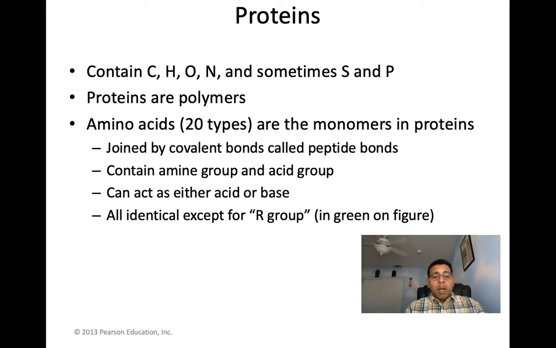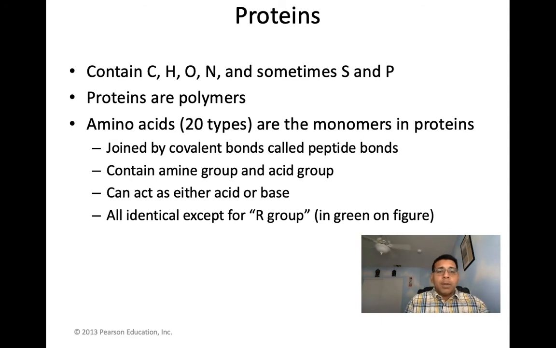Now, monomers are going to be amino acids. The bonds between the amino acids are going to be peptide bonds. Amino acids are the subunit monomers of proteins, or you can define amino acids as the building blocks of proteins. There are 20 common types, 22 total.